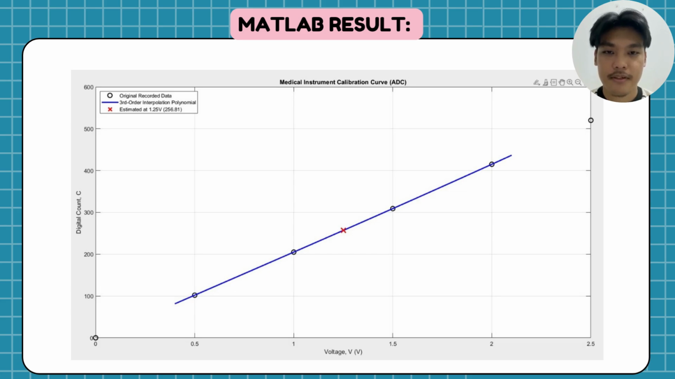At the target voltage of 1.25 volts, the estimated digital count is 256.8125 counts. These results match the values obtained from both the Newton divided difference method and the Lagrange method, confirming the accuracy of the calculation.